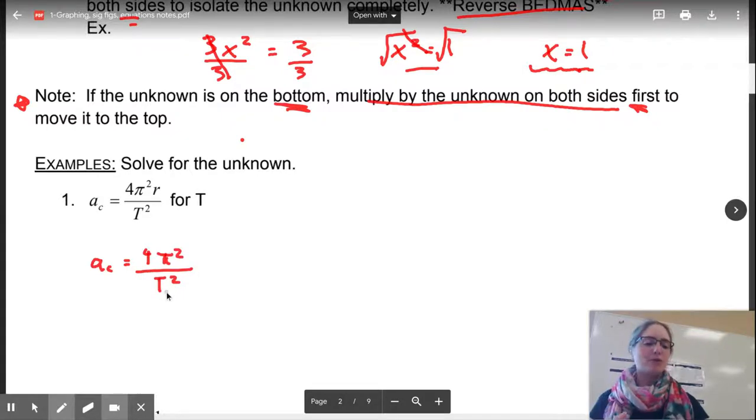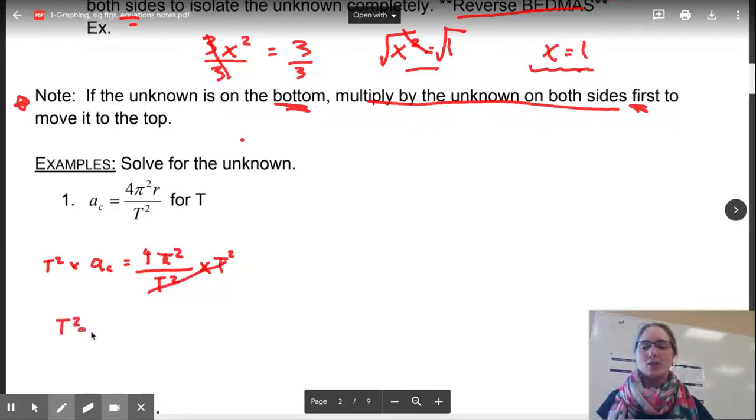T is my unknown. So when I rearrange my equation, well, t is on the bottom. I need t to get to the top to isolate it. So I'm going to multiply both sides by t squared. By doing that, ladies and gentlemen, I then have t squared a is equal to 4 pi squared r.